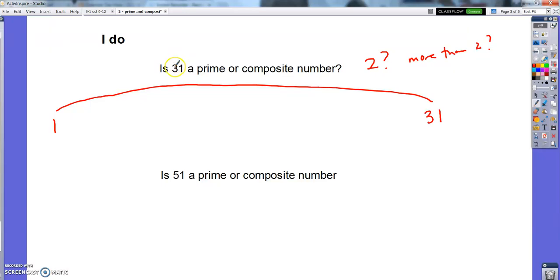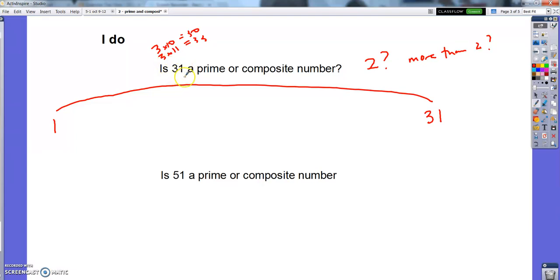3, I know my 3 is up to 30. So 3 times 10 is 30, and 3 times 11 is 33. So no 3. 4, I know my 4 is up to here. 4 times 7 is 28. 4 times 8 is 32, but no 4. 5, I can tell that's not a number with a factor of 5 because it doesn't end with 0 or 5.